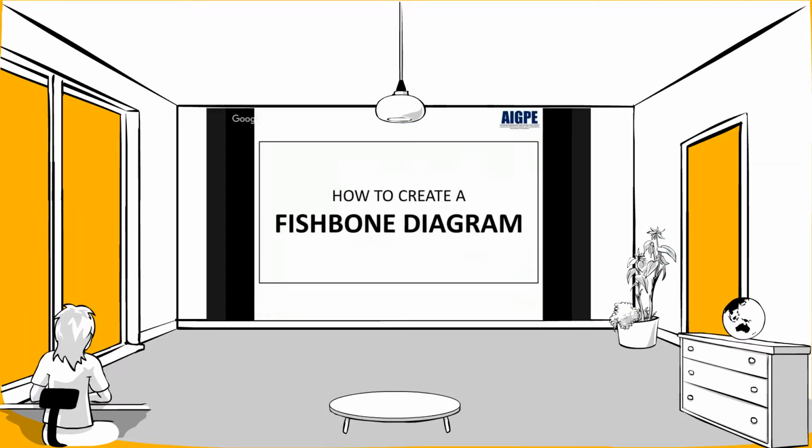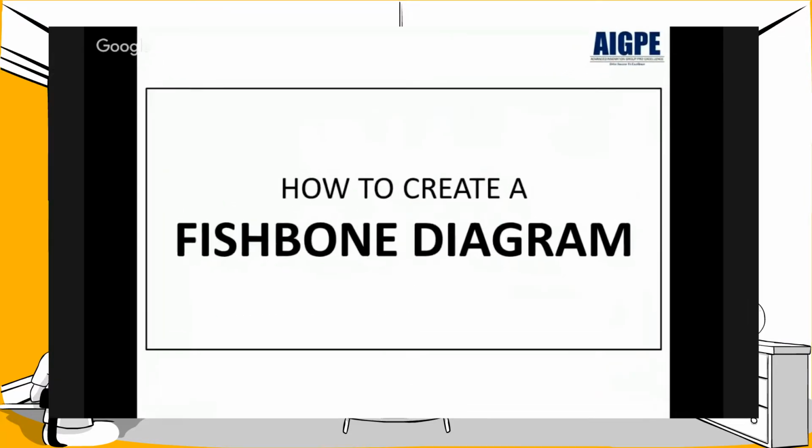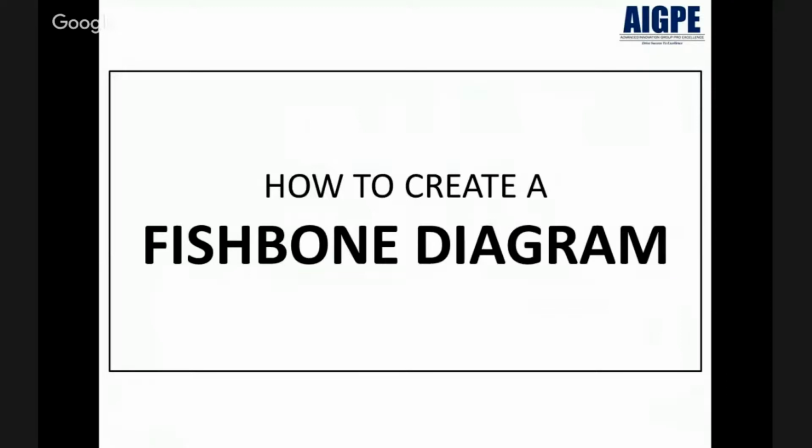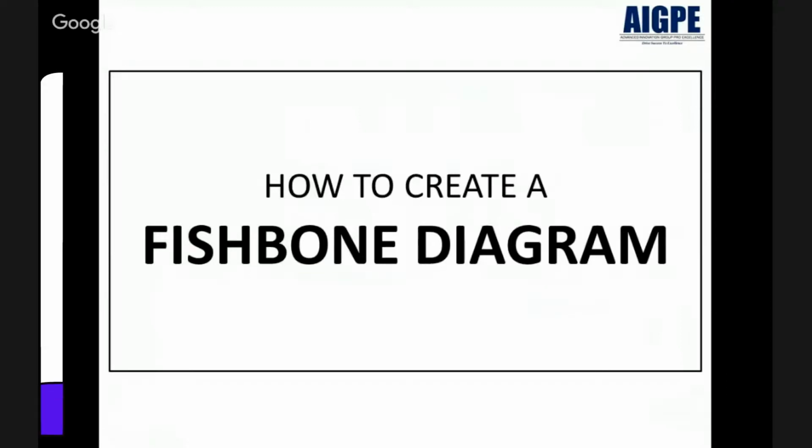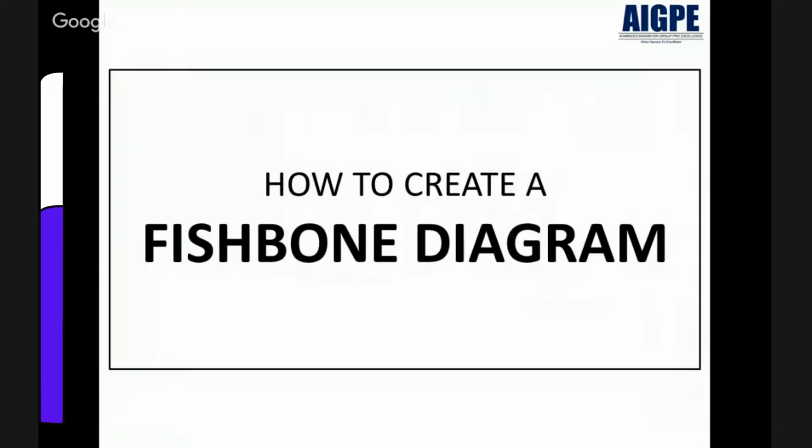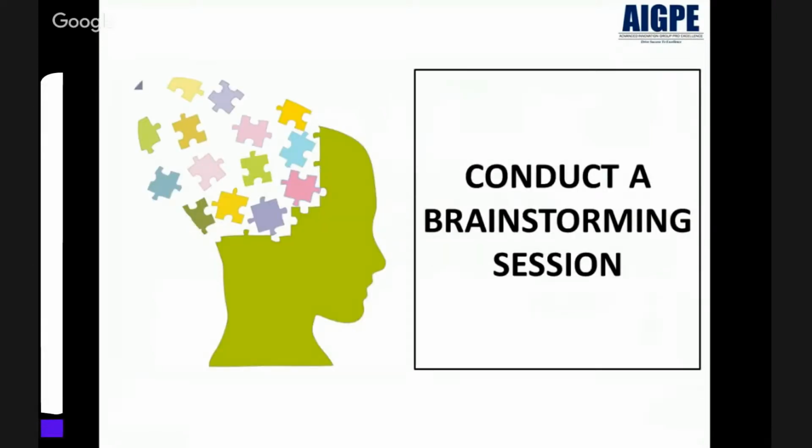This session is about how to create a fishbone diagram. Creating a fishbone diagram is actually a two-step process. Step number 1 is to conduct a brainstorming session, and then step number 2 is to create a fishbone diagram. Let us look at each of these steps.